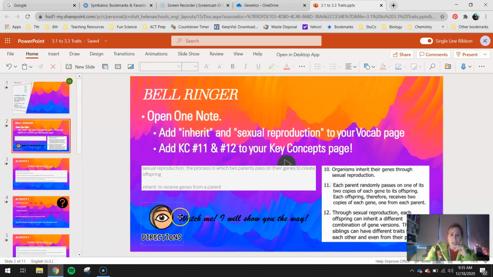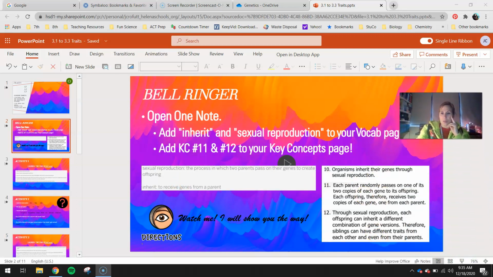To get you started today, you should have added 2 things into your OneNote. Your 2 vocab words for today are sexual reproduction, the process in which 2 parents pass their genes to create offspring, and inherit, to receive genes from a parent. So obviously you inherit things from them, like your eye color. Then you have 3 key concepts to add.